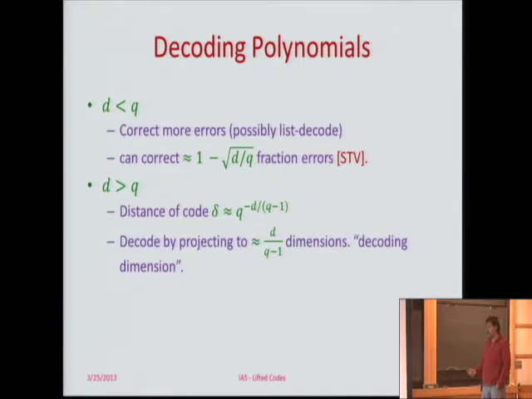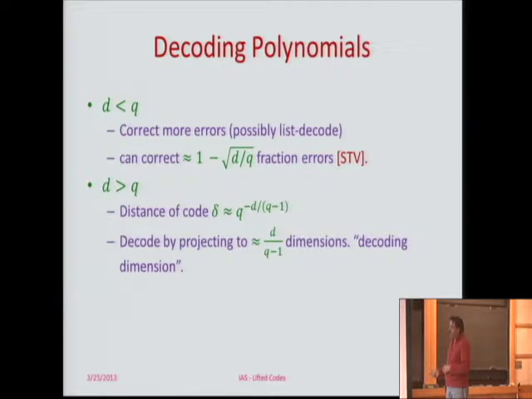If the degree is greater than the field size, you can still analyze the distance of a code. The original Reed-Muller paper had q equal to 2, so presumably d was larger than q, and what they used was the fact that such a code had distance roughly 2 to the minus d over 2, because q was equal to 2. In our case, for general q, it is roughly q to the minus d over q minus 1. I will tell you a little bit about where this number comes from in a couple of slides.